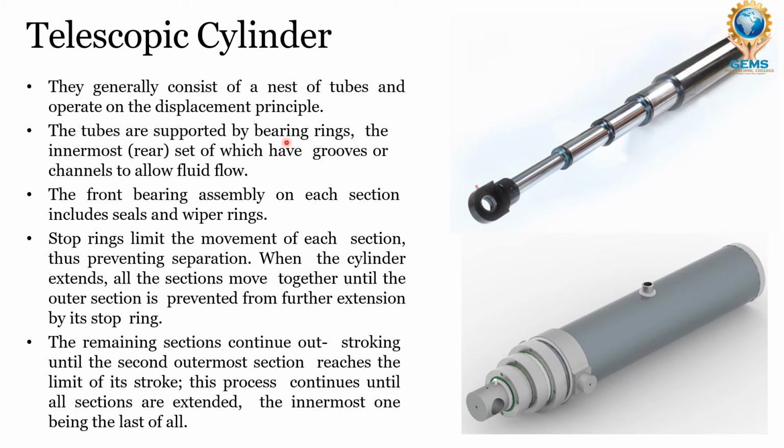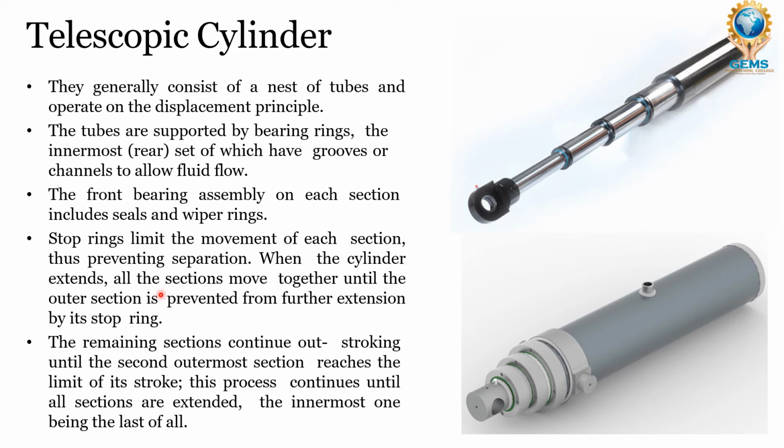The tubes are supported by bearing rings, the innermost set of which have grooves or channels to allow fluid flow. The front bearing assembly on each section includes seals and wiper rings. Stop rings limit the movement of each section, thus preventing separation.